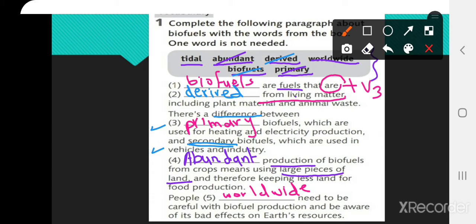People worldwide need to be careful with biofuel production and be aware of its bad effects on Earth's resources.